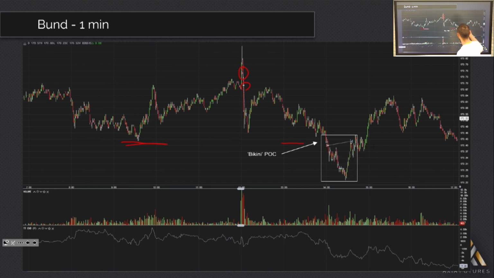Now, what didn't happen was that, instead of somebody absorbing in this zone, the market continued, or the sellers or market maker continued to pull liquidity from the offer, and the market went back through the bikini point of control, which was up here, and that's where I got out of my trade. And so, yeah, that's basically how you trade it.